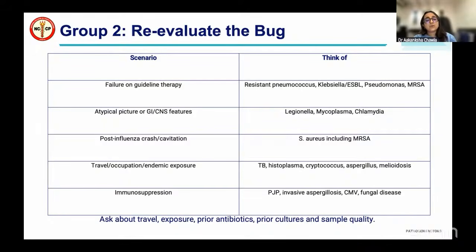There could be, we've talked about, post-influenza infections. There can be a history of travel or occupational exposure or endemic exposure, like in certain parts of India, we have melioidosis. So when you are treating a patient, you need to remember these aspects and accordingly cover them in your empirical therapy. And of course, the underlying immunosuppression.